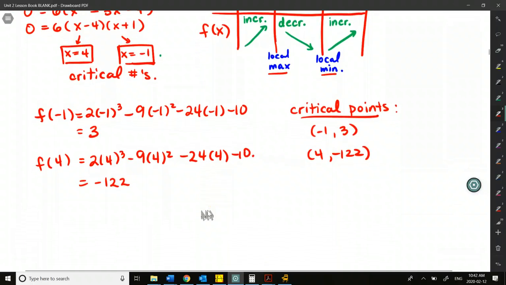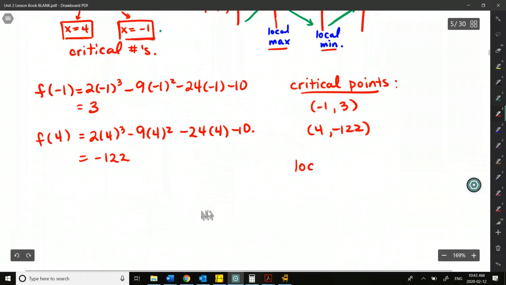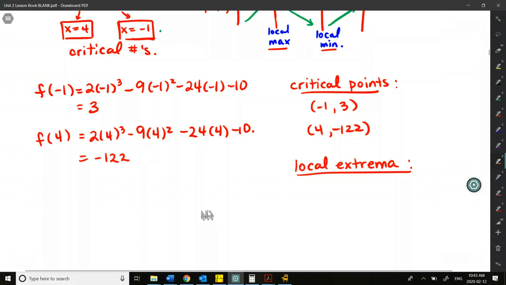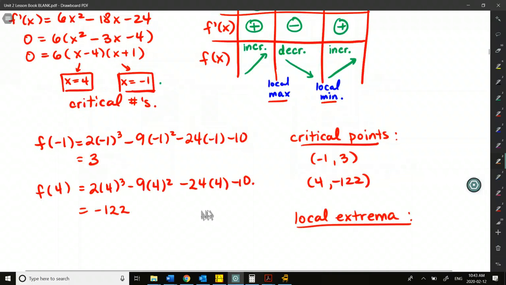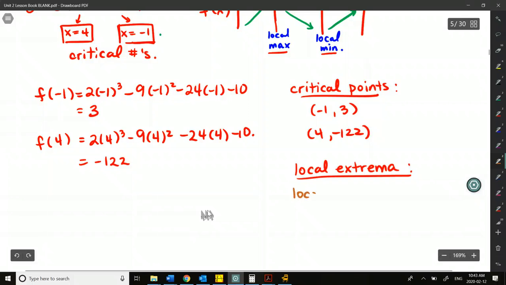Okay, and then we can classify these critical points as the local extrema, or sometimes called local extreme values. And then we would classify them as local mins or local maxes, or neither, based on whether the derivative is changing from positive to negative, or negative to positive, or not changing. So negative to negative, or positive to positive. So our local extrema, we have a local max at the point negative 1, 3, and we have a local min at the point 4, negative 122.